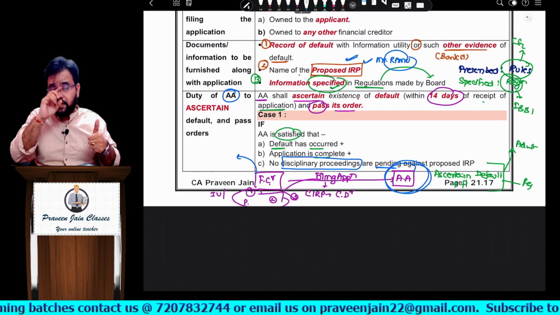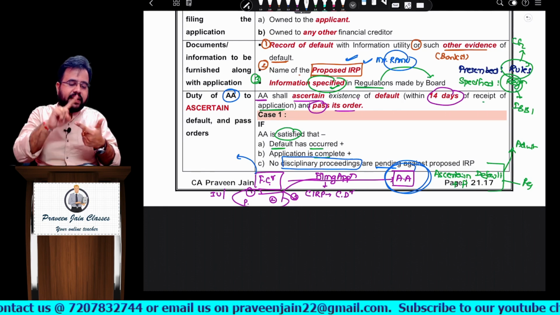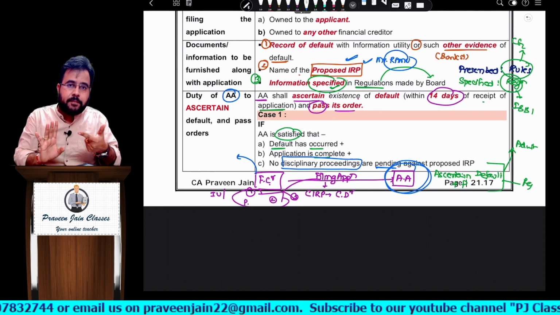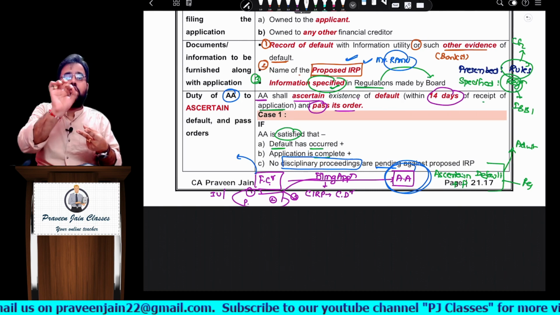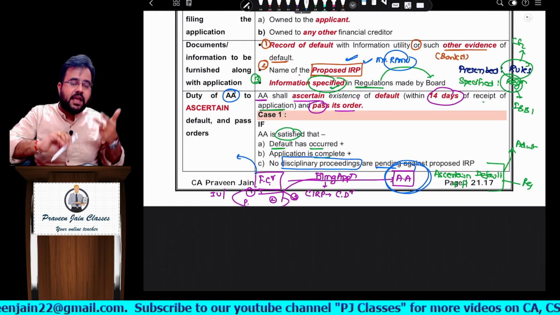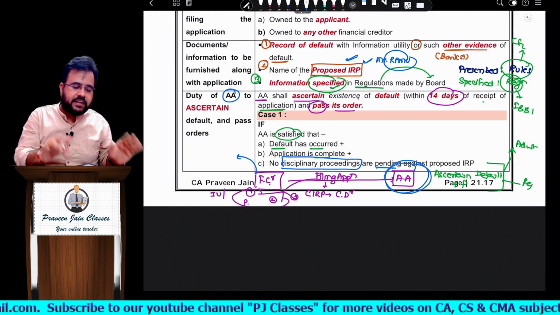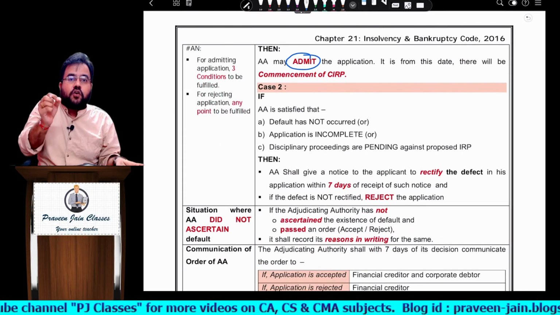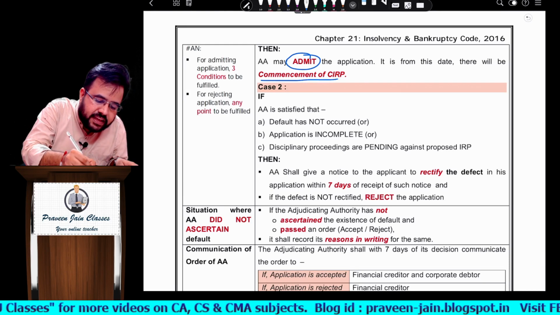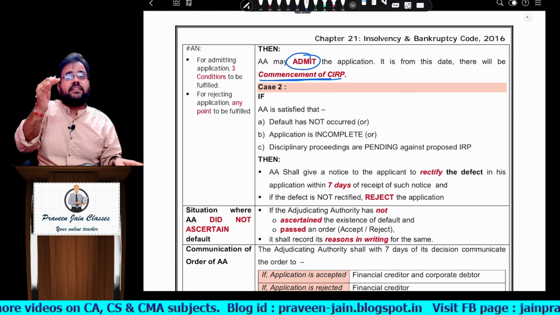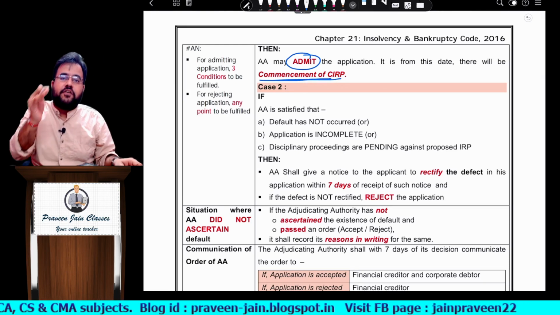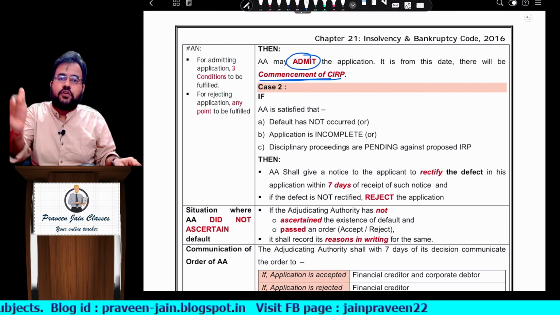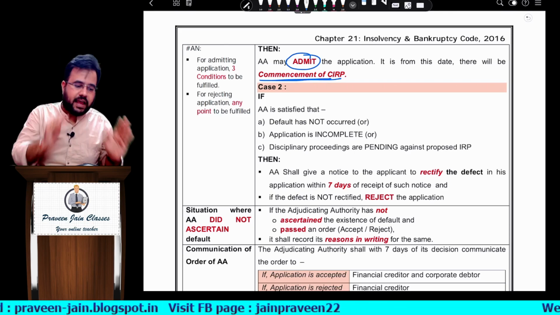So what are the three things AA should ensure? First, they have to check whether default has happened or not. Second, they have to check whether the application is complete or not. And third, they have to check that no disciplinary actions are pending. If they are satisfied on these three things, then they will admit the application. And the date on which they admit the application, CIRP proceedings will start. This is the date of commencement of the corporate insolvency resolution process. This is what I have already told you.